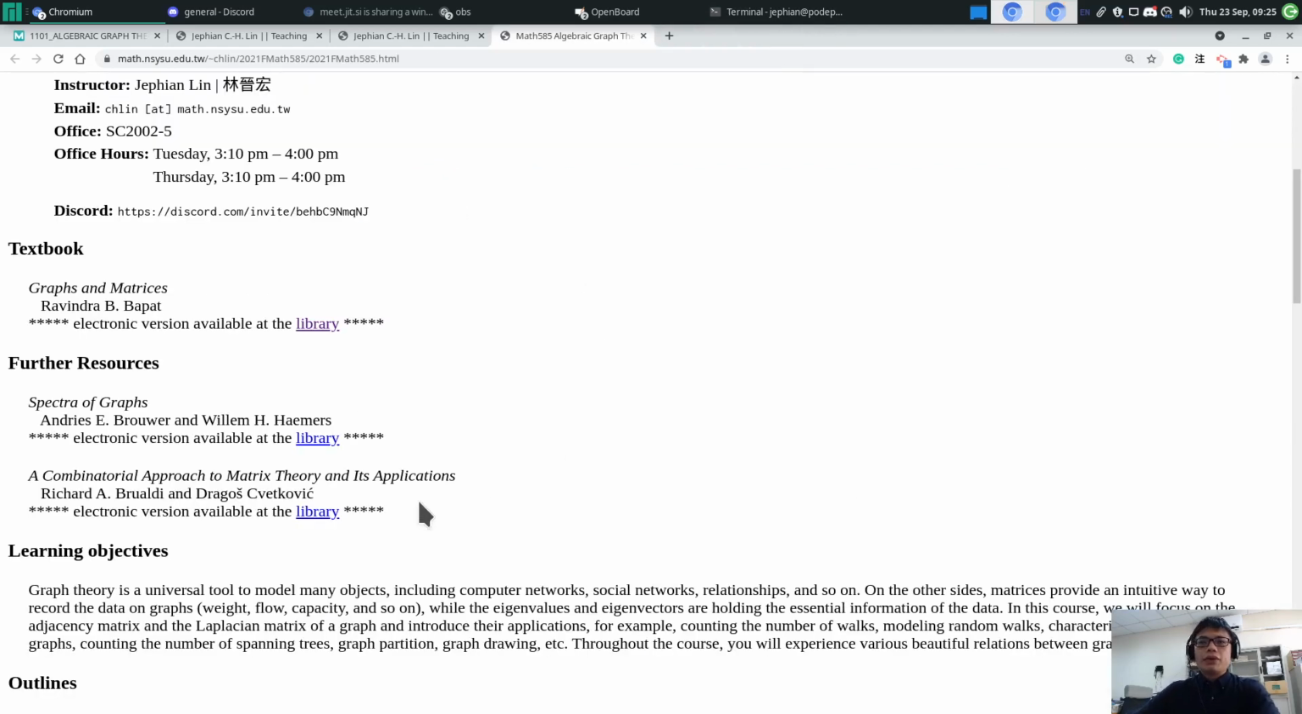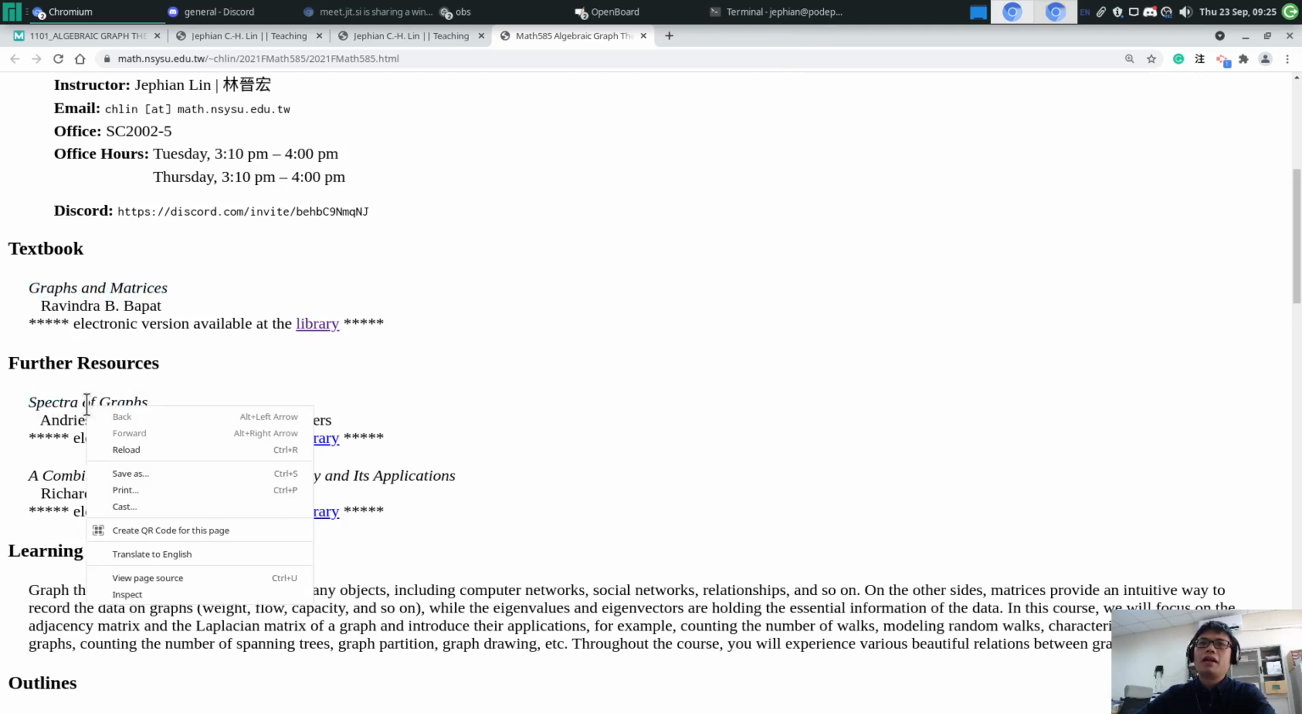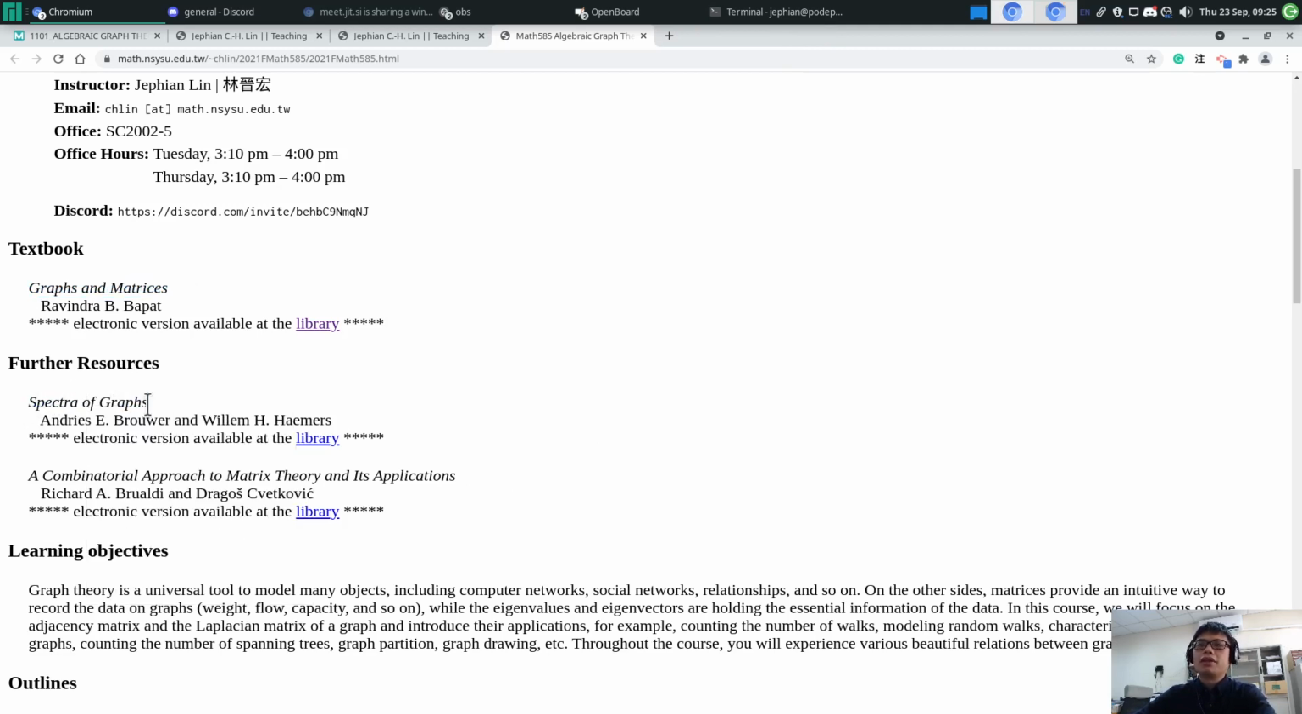So basically, you don't have to buy any textbook. There are some books here, and this is basically available online. You just search for this book. There is another online version. You can find it for free. But if you want the published version, then you can again use the library.